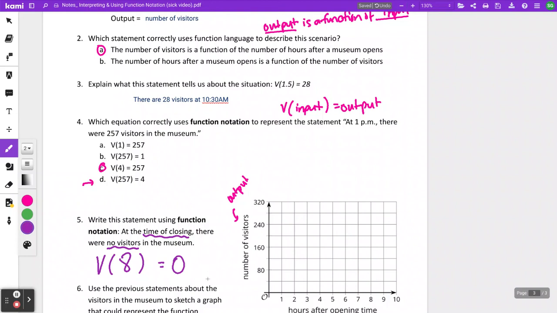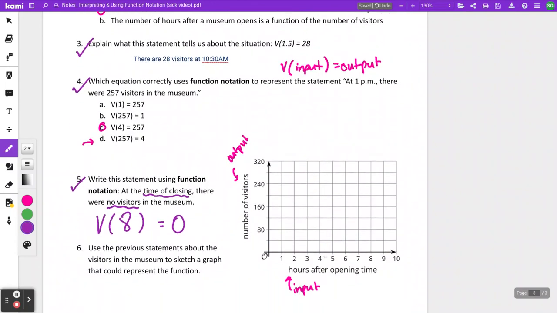At this point, we've got a couple different things we know now. We know at 10:30 a.m. there were 28 visitors. I know at 1 p.m. there were 257 visitors. And I know when they close, 8 hours after the museum opens, they have no one, which makes sense because they're closed. Using those 3 pieces of information, we're going to come up with a graph.